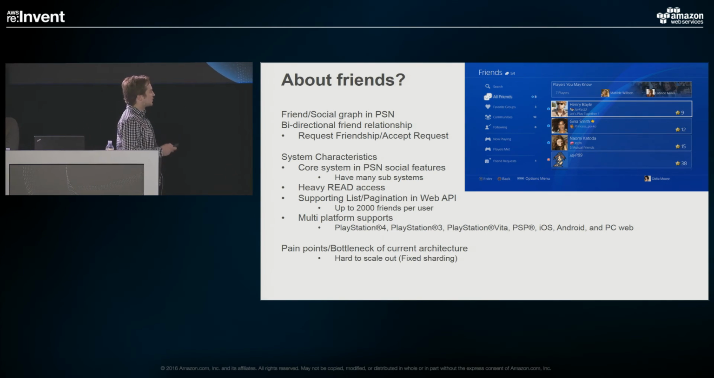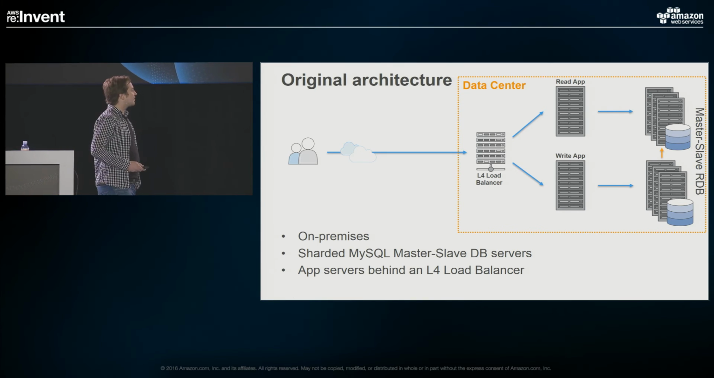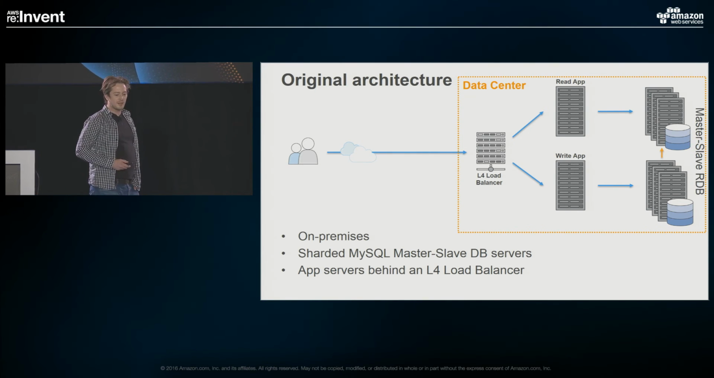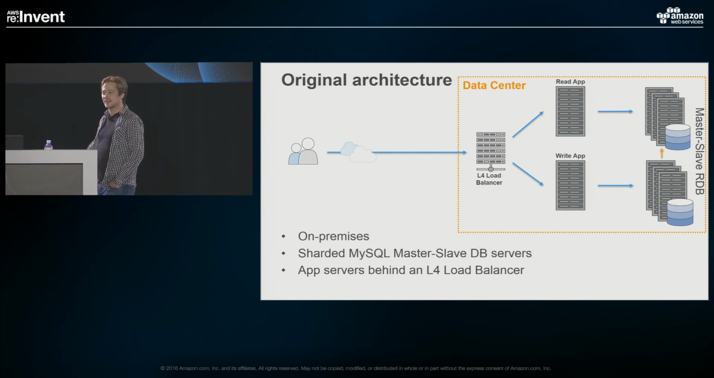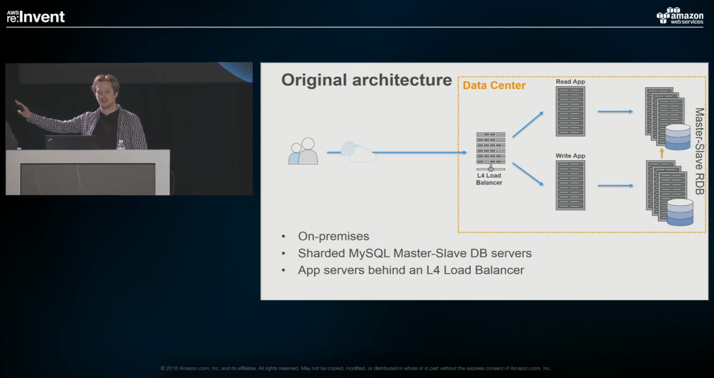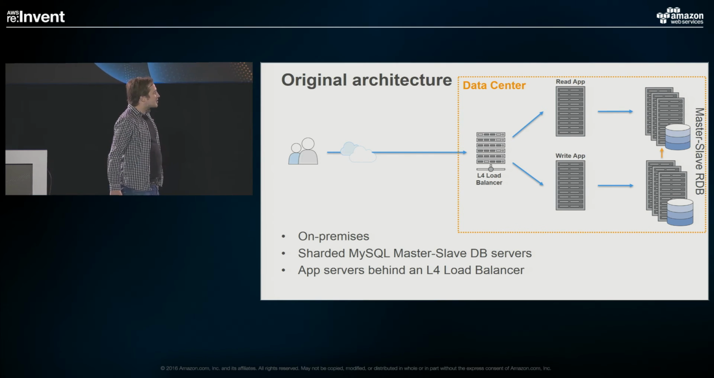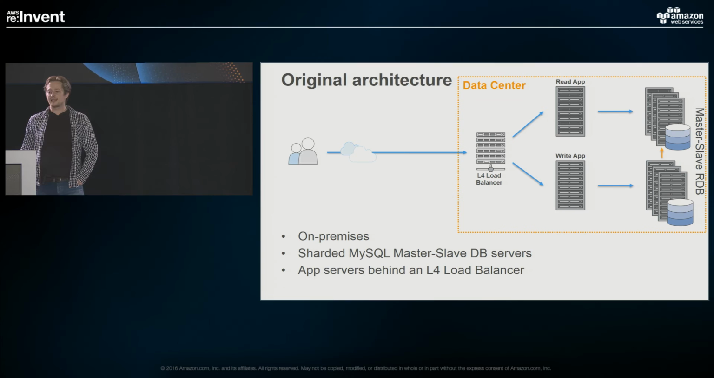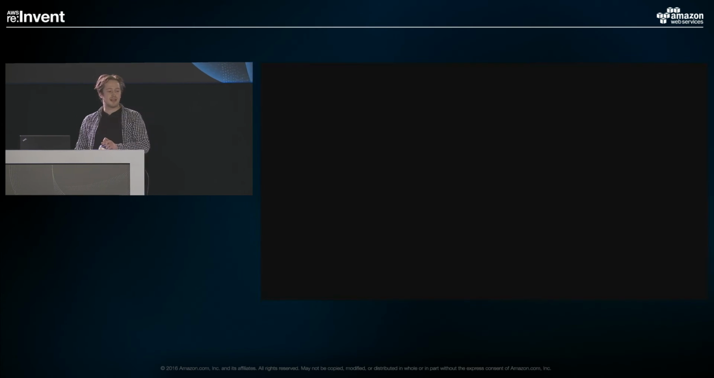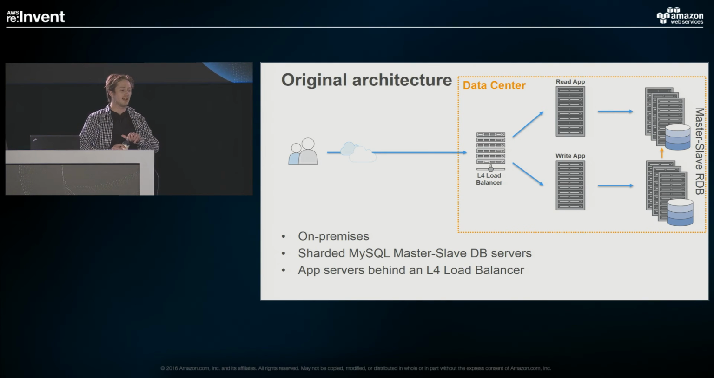I'm going to show you the original architecture that we have. It's a classical data center application. It's on-premises, MySQL, master-slave, sharded, and the app servers are running behind an L4 load balancer. Because it's sharded, it doesn't really scale. It's fixed sharding, and fixed sharding means that if you need to scale, you need to move data, and that means downtime.